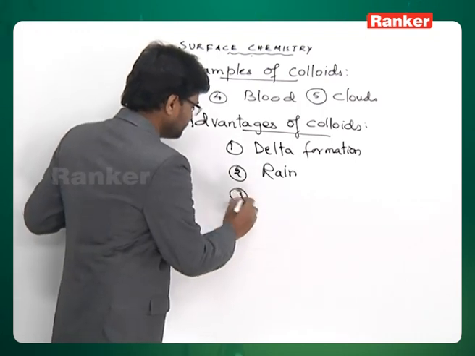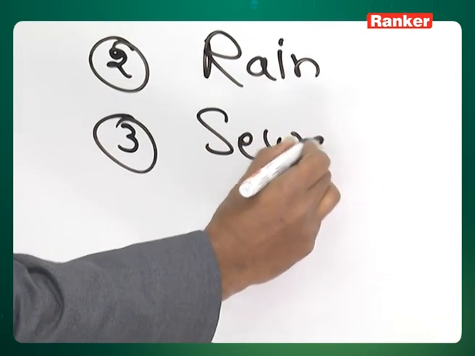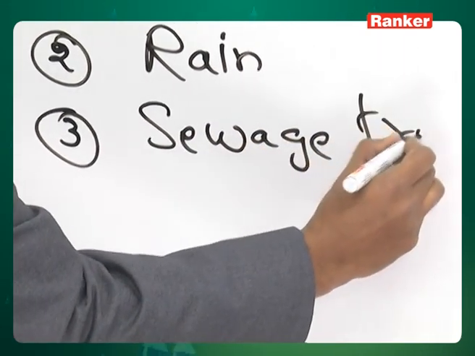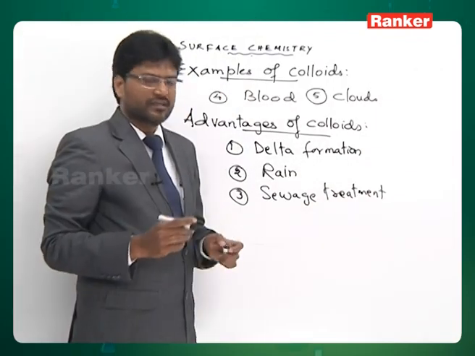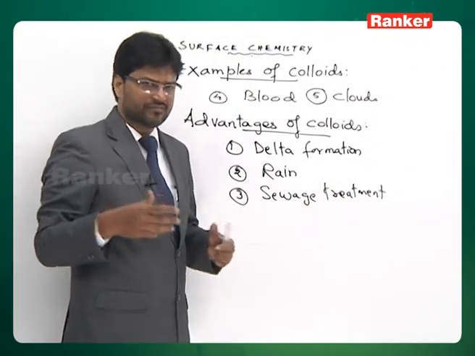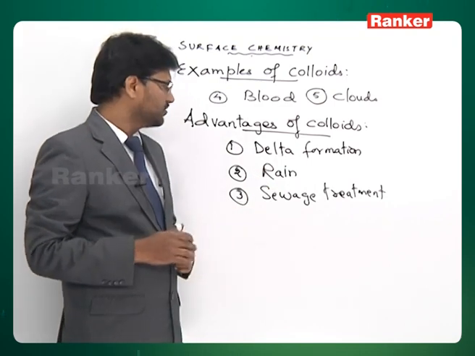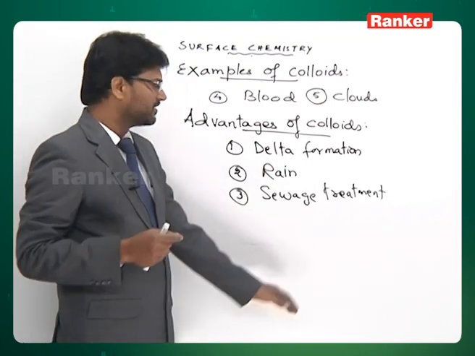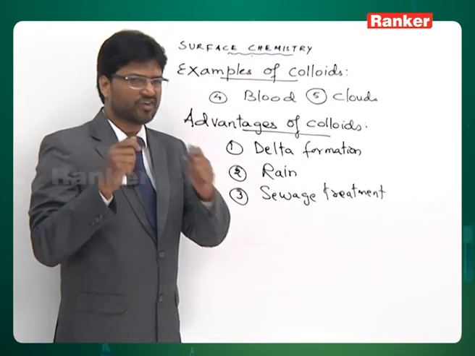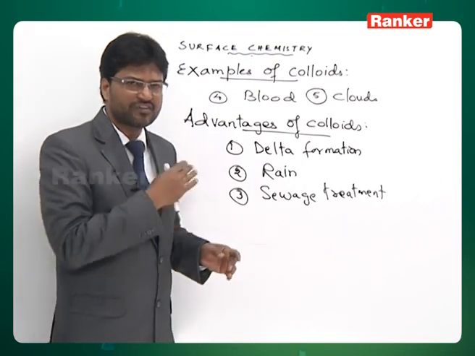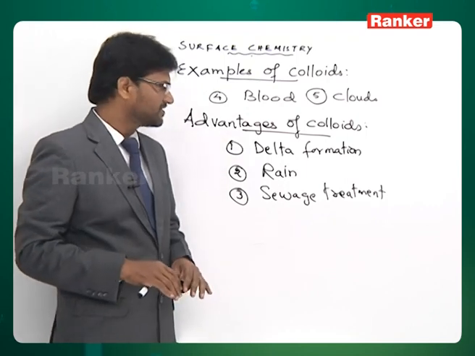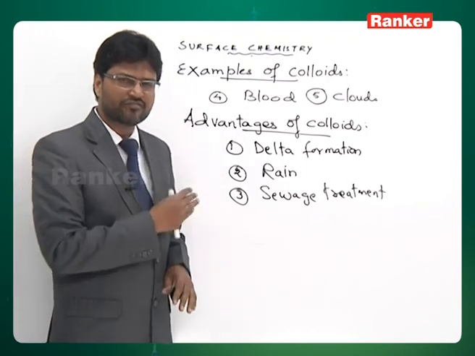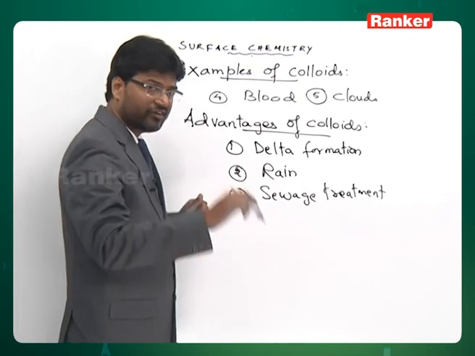Number 3, in the sewage treatment also coagulation is involved. See, the sludge particles, sludge settles down, the particles present in the sewage carry charge. You put charged electrodes in the path of sewage, then these charged particles will fall down and form a sludge which can be removed, and a clear water flows from the sewage after treatment.